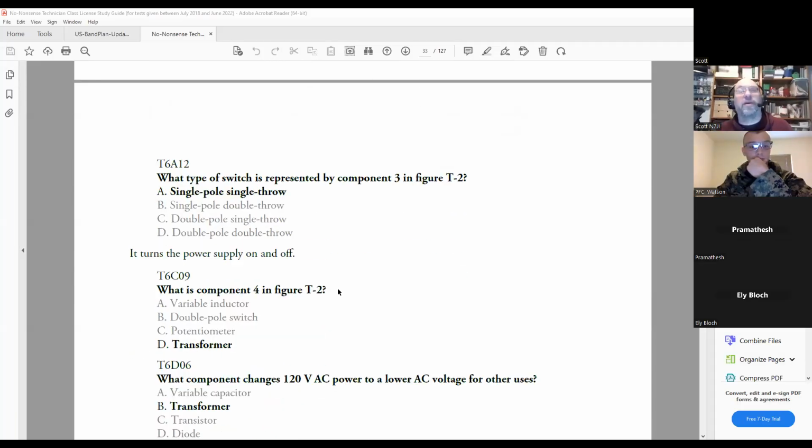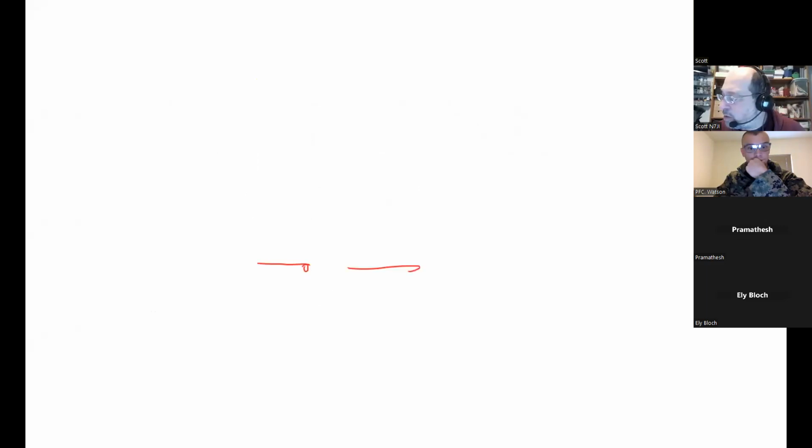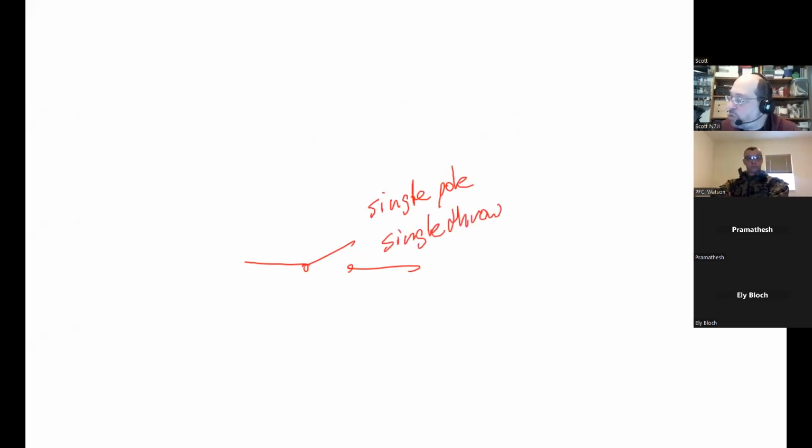Okay, let's see. Component 3 in figure number 2. Let's talk a little bit about switches. That is a switch, component number 3. So what we're going to do briefly is draw a switch. That is a switch. This is known as a single pole. A pole is a circuit. Now, it can only be thrown one way. It can only be closed. That is a single throw. You can only throw it closed.